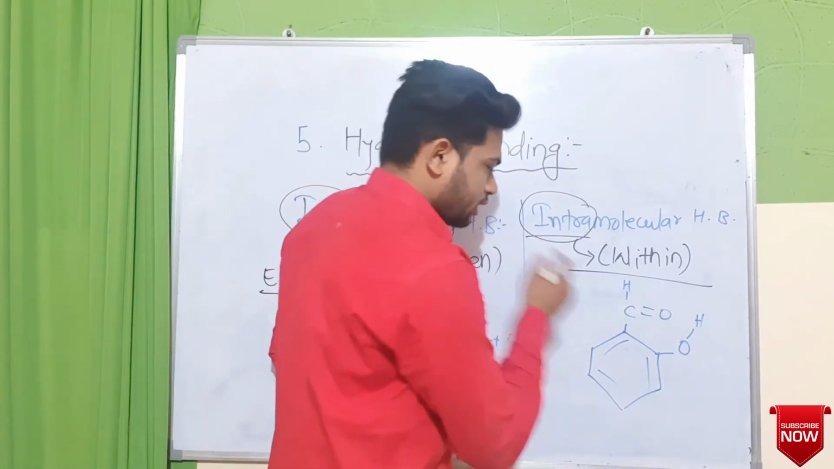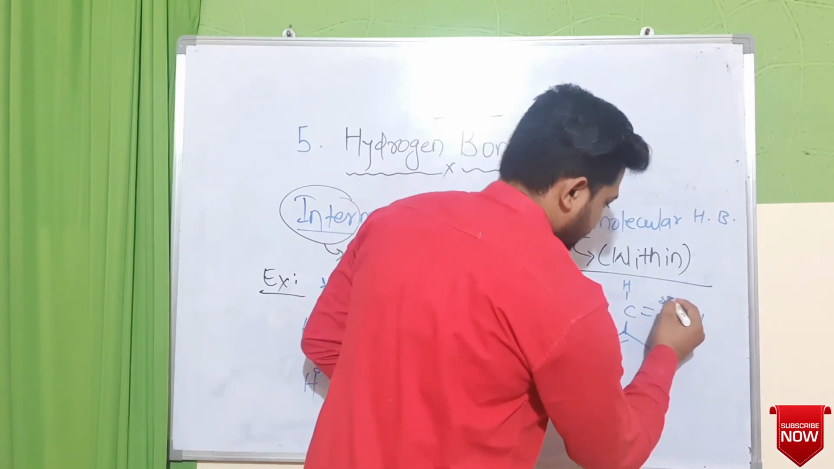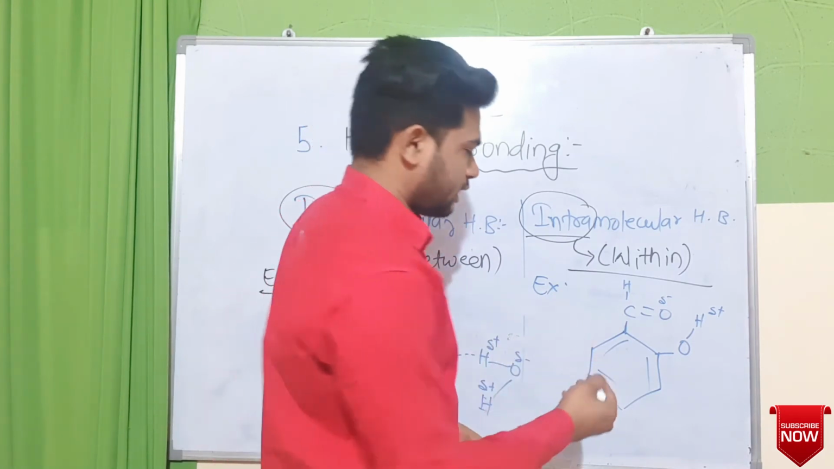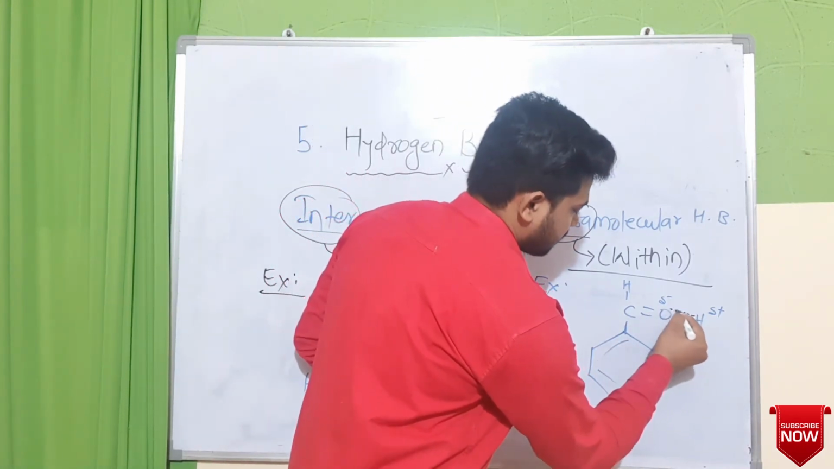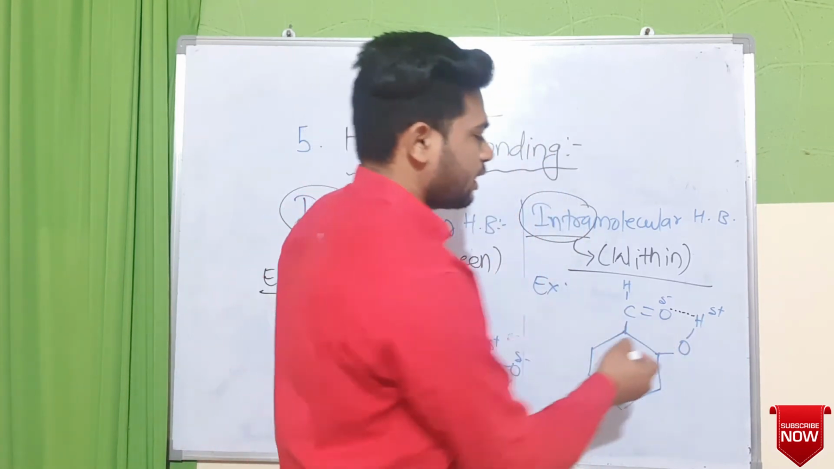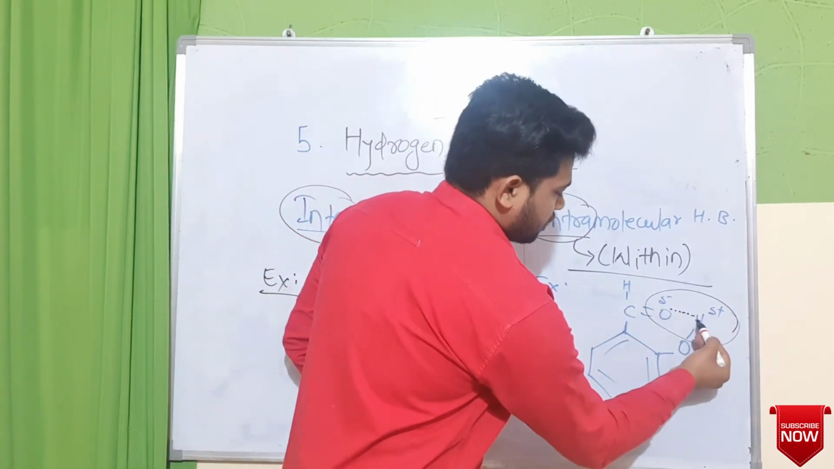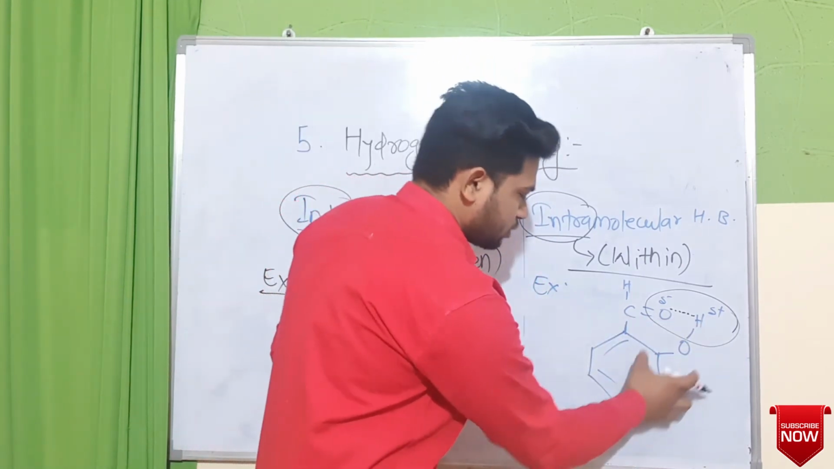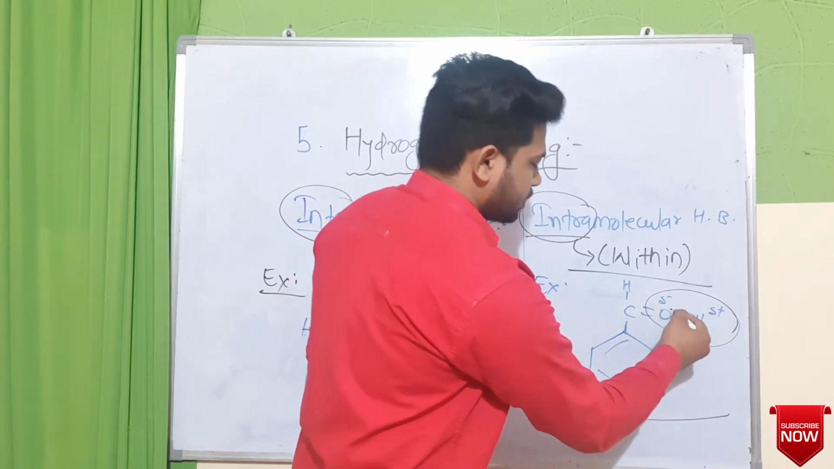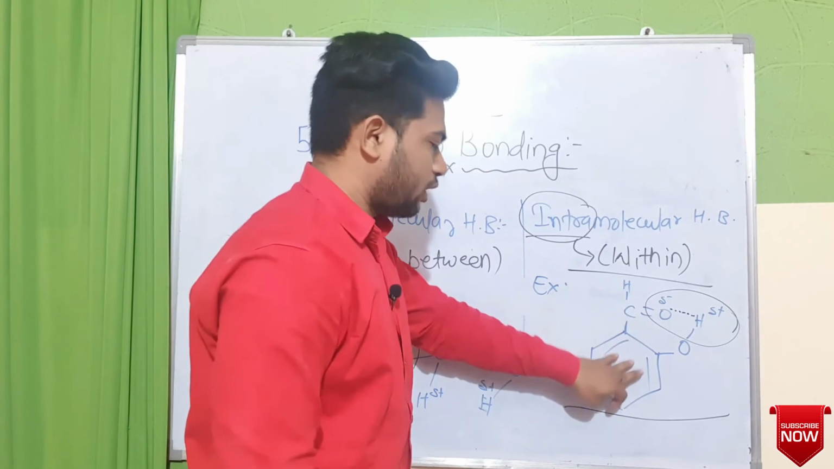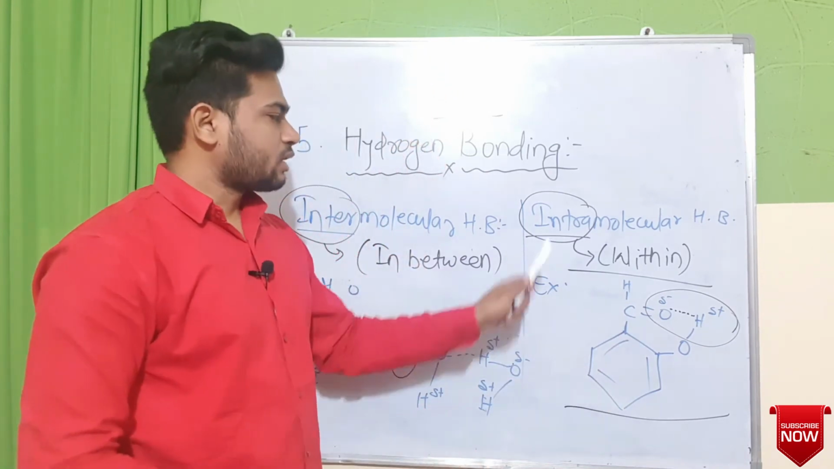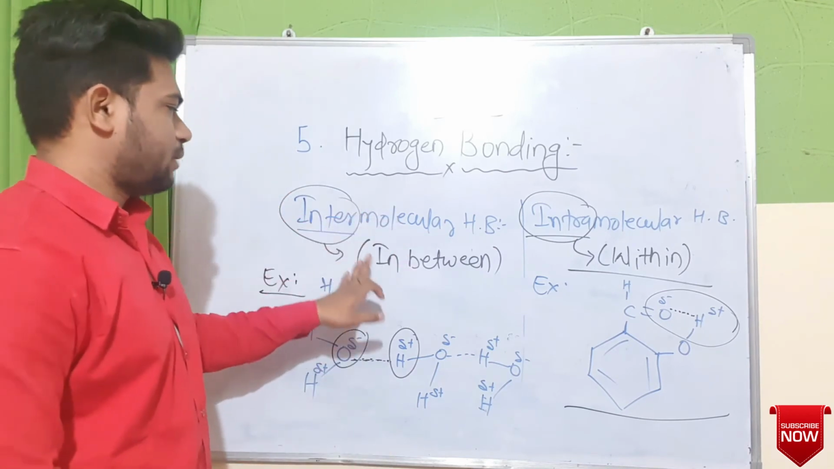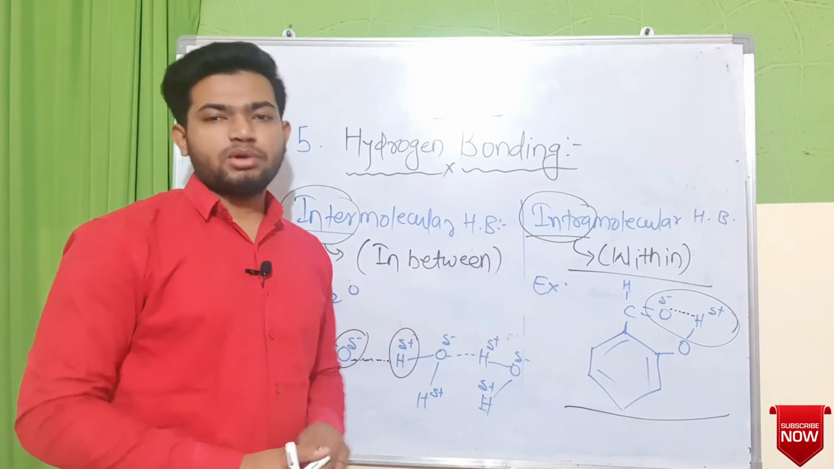Now in this, the oxygen of the aldehyde group having a partial negative charge and this hydrogen having a partial positive charge will form an interaction, which is shown by this dotted line. This bonding is known as hydrogen bonding, which is present between the positively charged hydrogen and the negatively charged oxygen within the molecule. This is just one molecule of salicylaldehyde, and this hydrogen bonding is present within the molecule. So this type of interaction is known as intramolecular hydrogen bonding. So this was all about hydrogen bonding and its types, intermolecular and intramolecular hydrogen bonding.